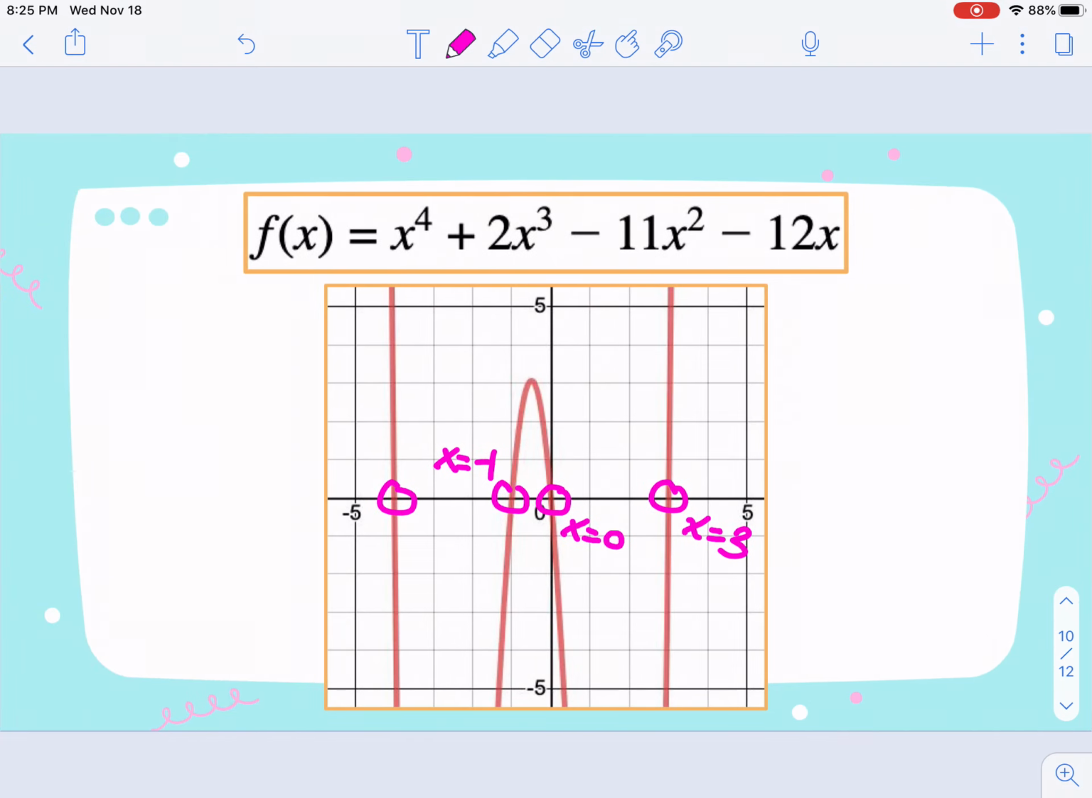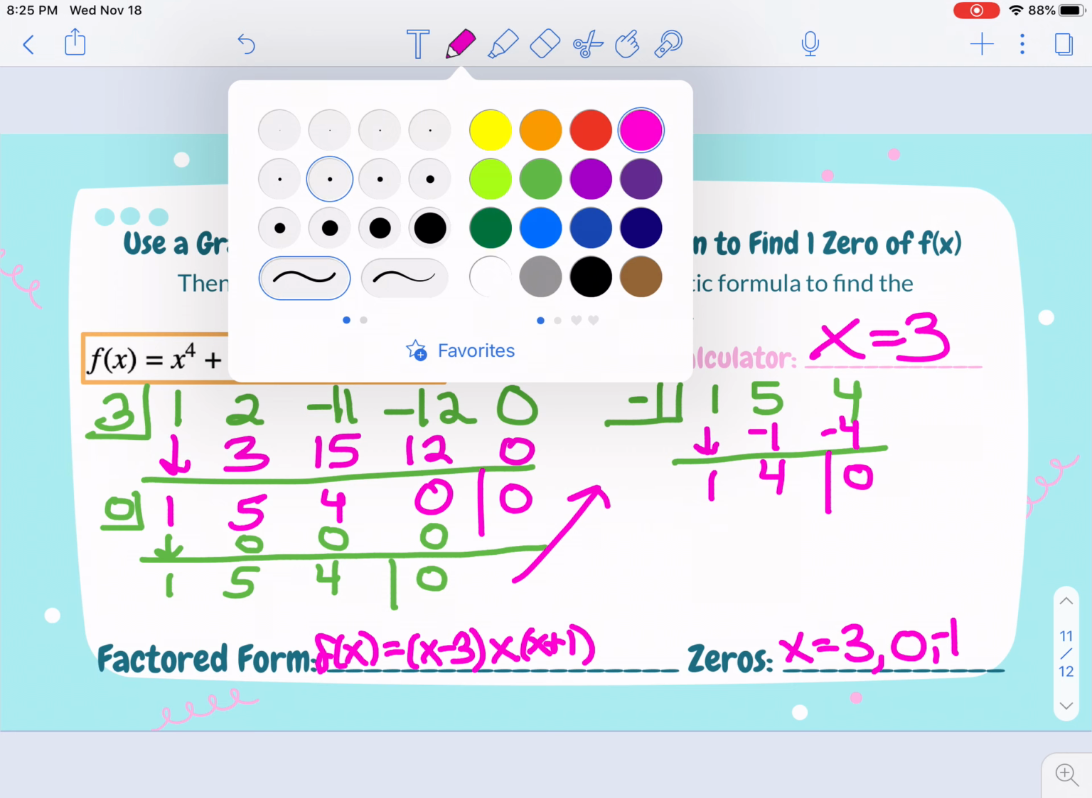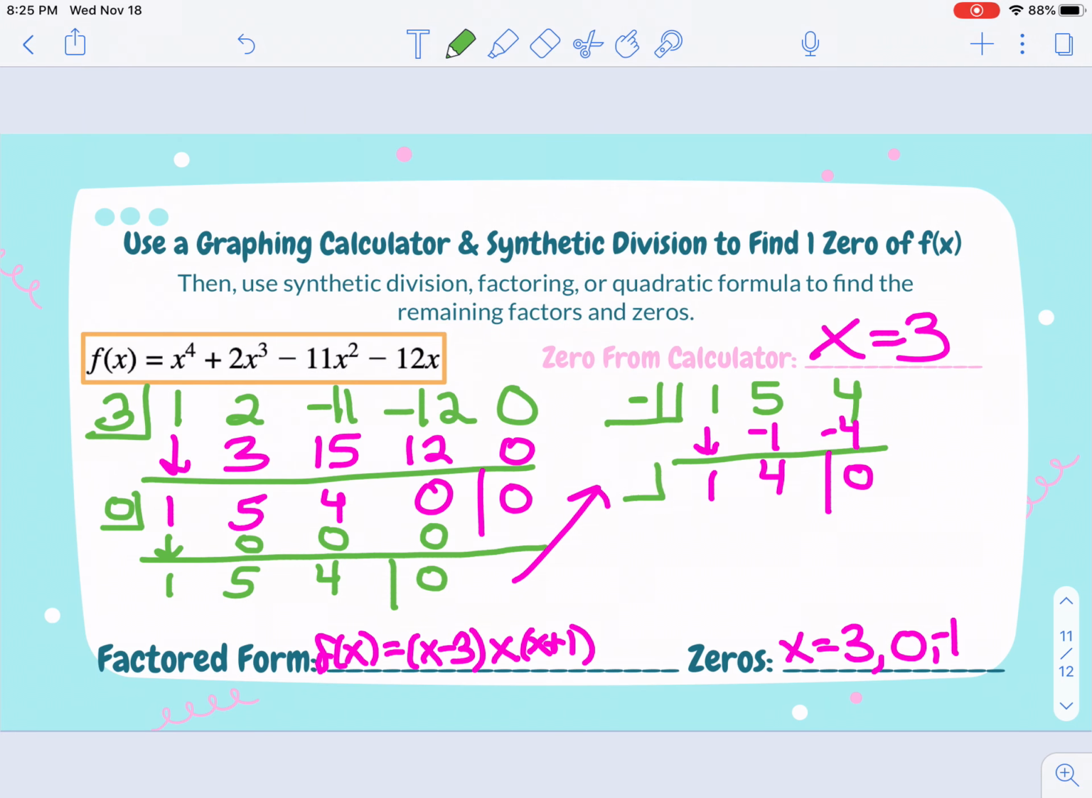Lastly, if we look at our graph, we have x equals negative 4. So let's prove algebraically that that is also a 0. Bring down the 1. 1 times negative 4 is negative 4, and 4 minus 4 is 0. So we got a remainder of 0 again. So we have found our last solution, which is negative 4, and the corresponding factor is x plus 4. So we have 4 factors and 4 zeros, so we know we're done.